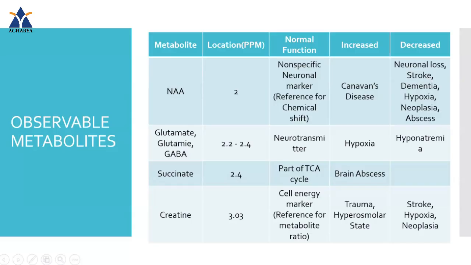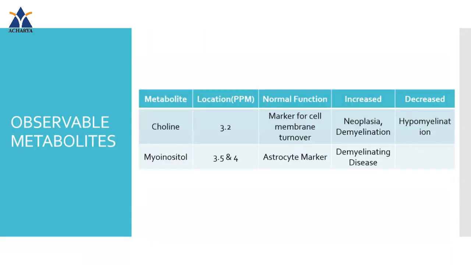So choline is considered a bad metabolite because, as I mentioned earlier, it represents cell membrane health, which means any disease related to cell membrane destruction or any disease causing destruction in your membranes leads to elevation in your choline peak. So if there is an increase in this peak, it can be because of neoplasia, infarct, or any destructive disease. And if this peak got decreased, it can be due to hypomyelination.